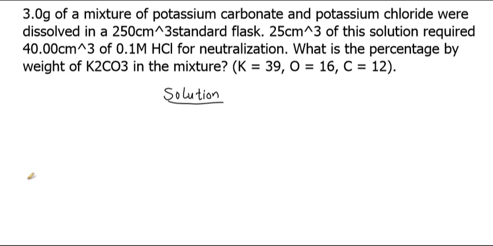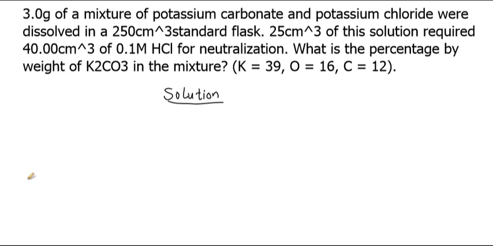And the first thing to do in solving a question like this is to write out the chemical equation showing the reaction between the acid and the base taking part in the reaction. Here in this reaction we are given potassium carbonate, we have potassium chloride, and we have hydrogen chloride. So how do we go about writing out the chemical equation?